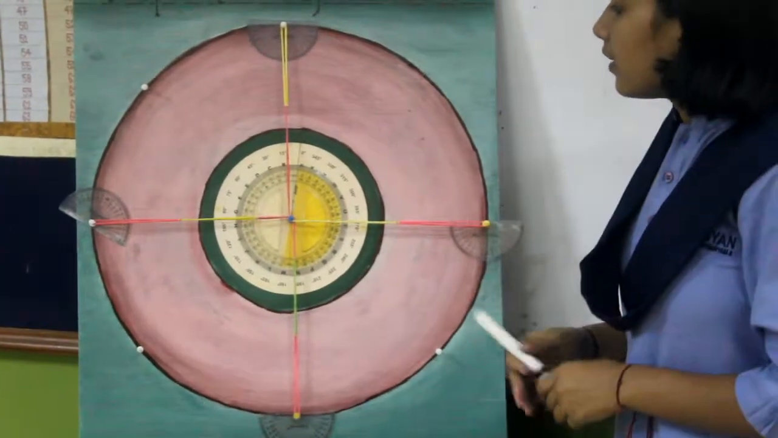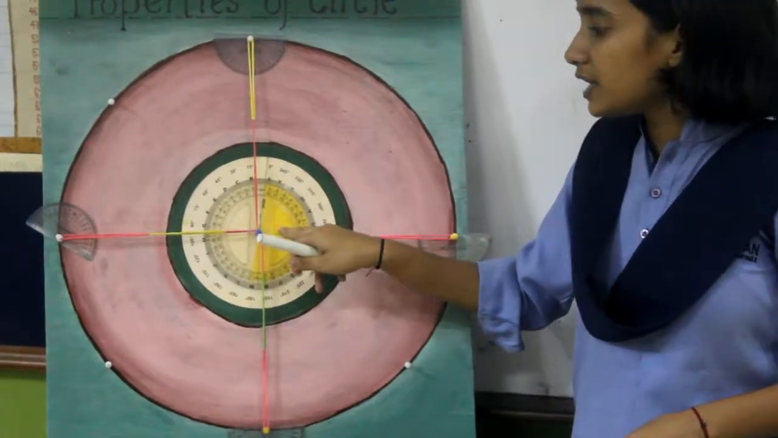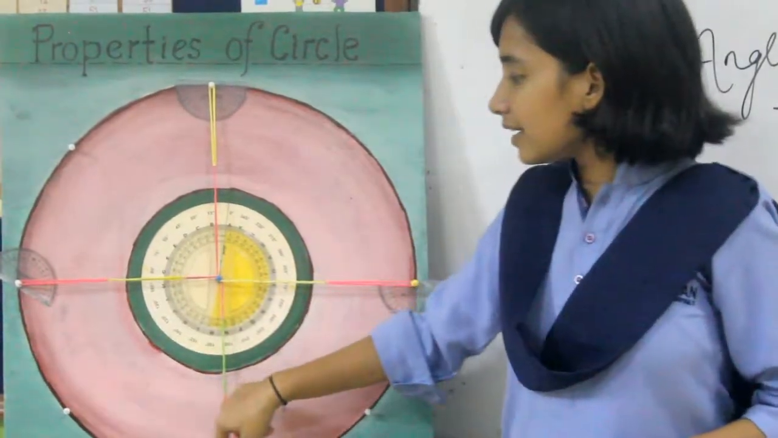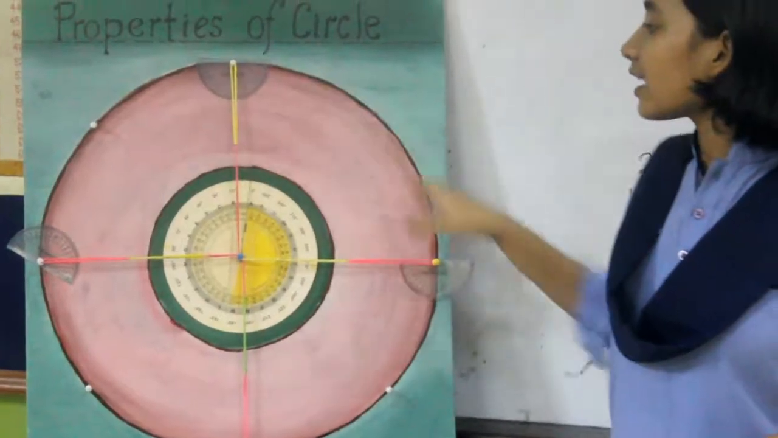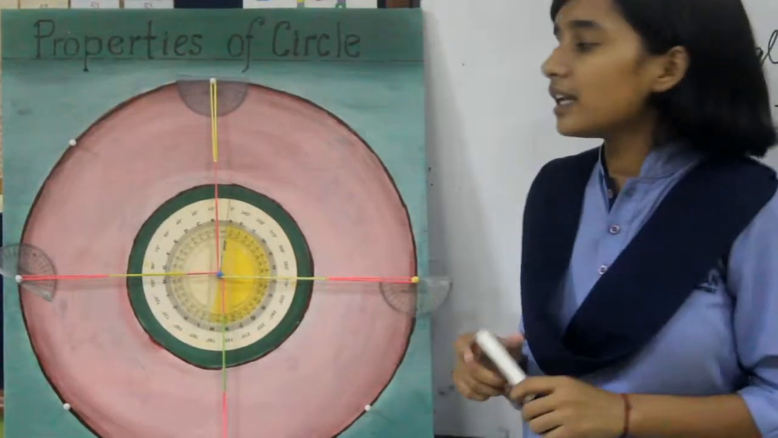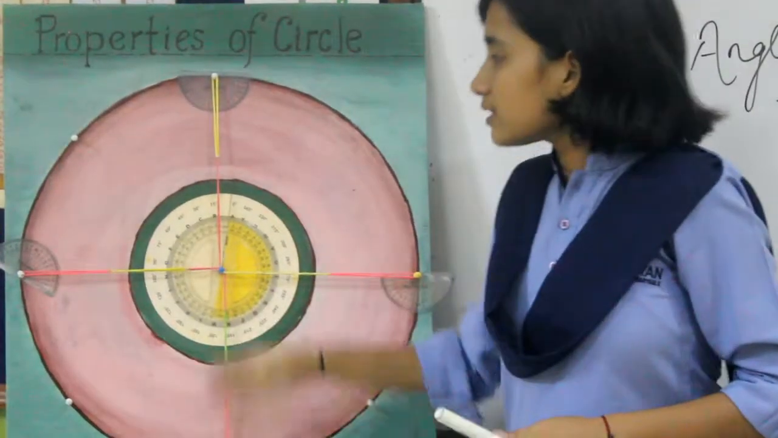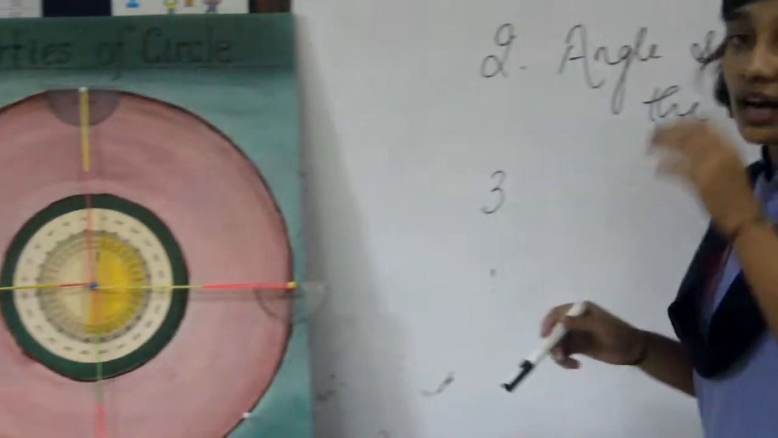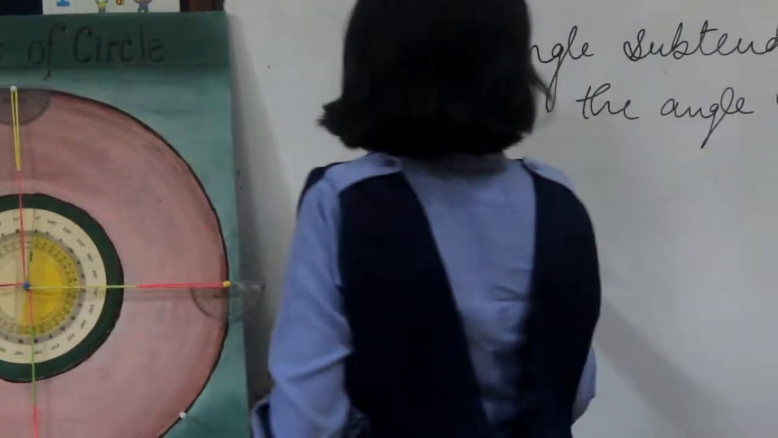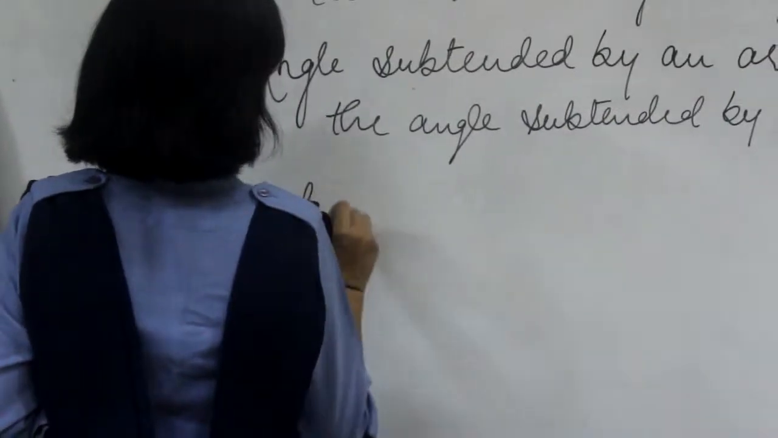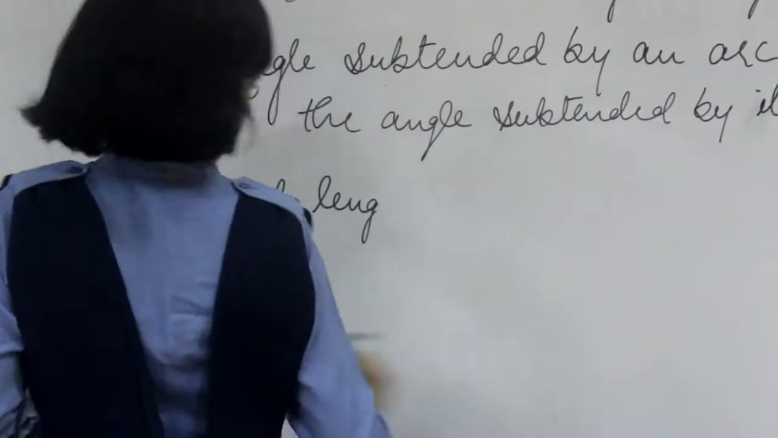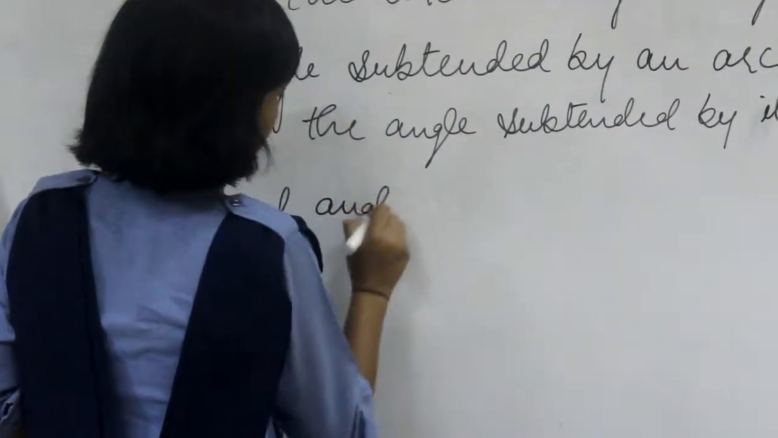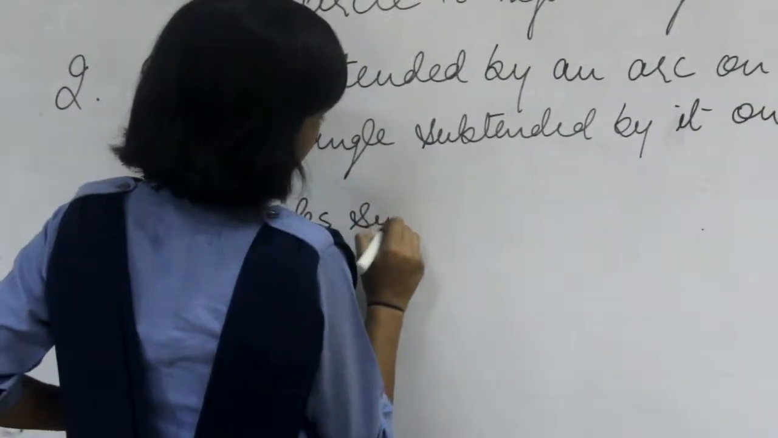Now, when we get these two angles equal to each other, then we can say that this arc length joining these two points and the arc length joining these two points are also equal in length, or the segments we can say, or the chords joining the two points are equal in length. So the third property is: equal angles subtend equal arc length or segments.